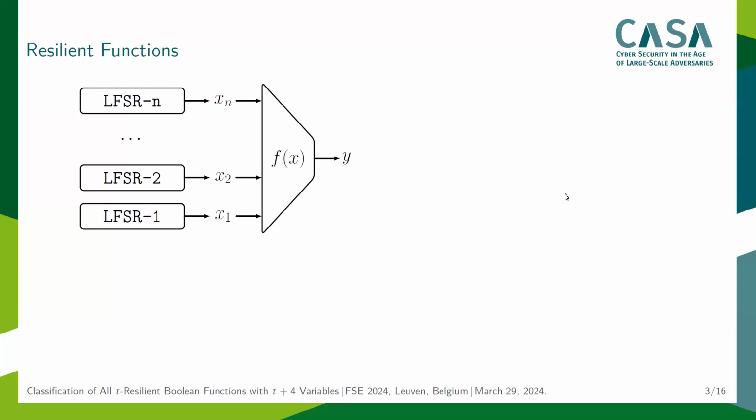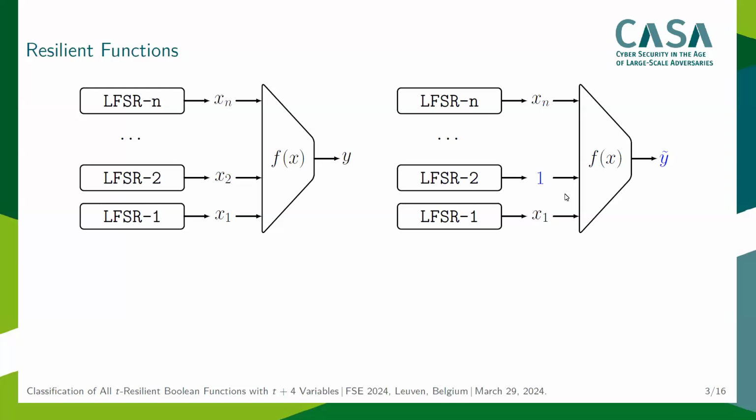Consider this stream cipher. It is built by n LFSRs, and then there is one generator function F, and based on that, it produces keystream Y. In some cases, the attacker is able to fix the output of one or a couple of these LFSRs and observe the keystream Y tilde. And by comparing the probability distribution between Y and Y tilde, he can find out some secret information about this stream cipher. Resilient functions are a kind of countermeasure to resist this attack, which is called correlation attacks.